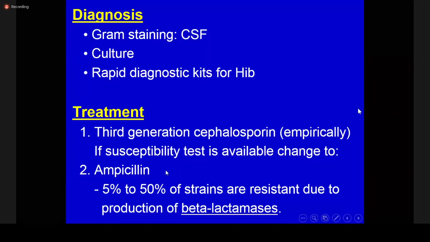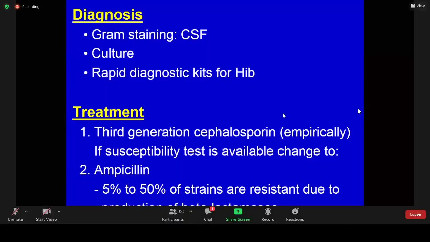Okay, so if the susceptibility test is available, you can use ampicillin. However, 5% to 50% of the strains are resistant to ampicillin because of beta lactamase production.